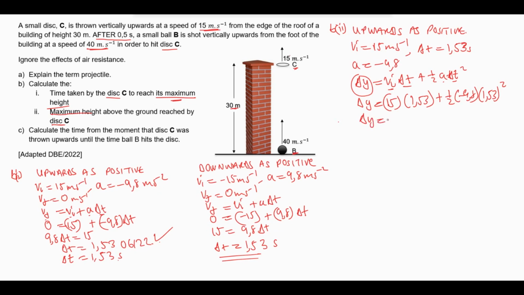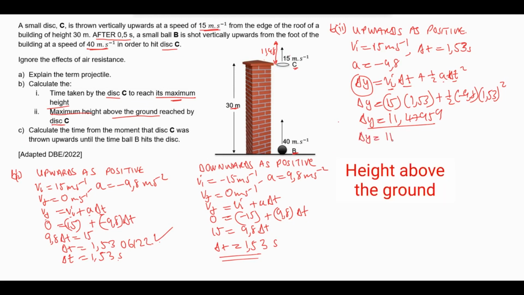Delta y is equal to 11.47959. But now we have to be careful here. We want to find the maximum height above the ground. Otherwise, this 11.48 is the maximum height of disk C from here. It means from here up to its maximum height is 11.48. But now the question said from the ground. So we have to say, therefore, it will be 11.48 after rounding off here, and then plus 30. So which is 41.48 meters above the ground, right?